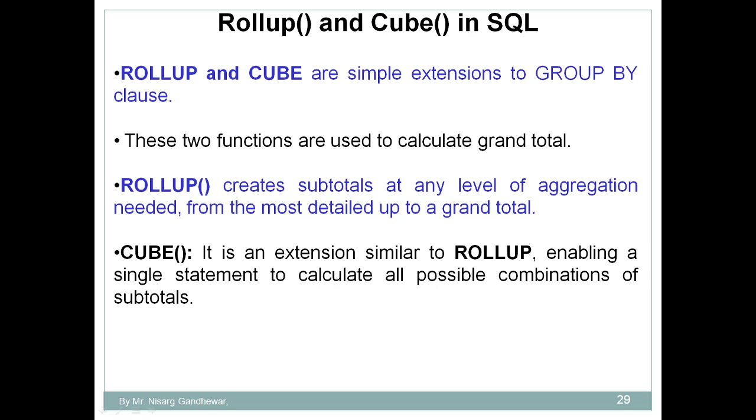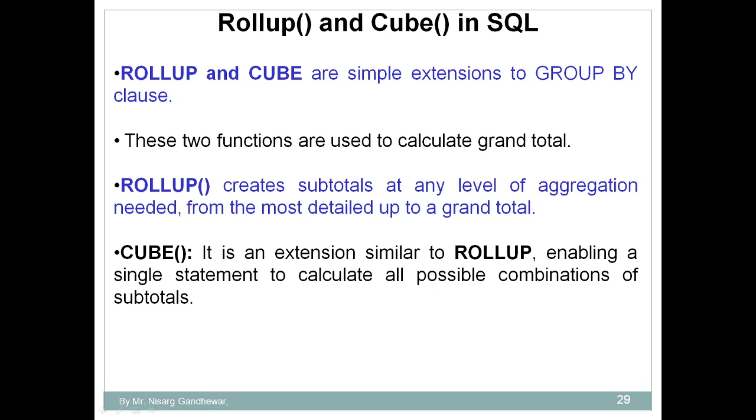So Rollup and Cube are extensions of the GROUP BY clause. We can say these two functions extend the working or functionality of a GROUP BY clause. If you want to extend the functionality of the GROUP BY clause, then you have to use the Rollup and Cube function, and these two functions are used to calculate the grand total. They come into play when you need to calculate the sum or the average.